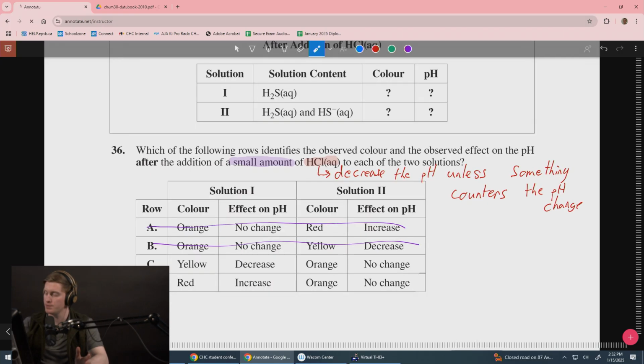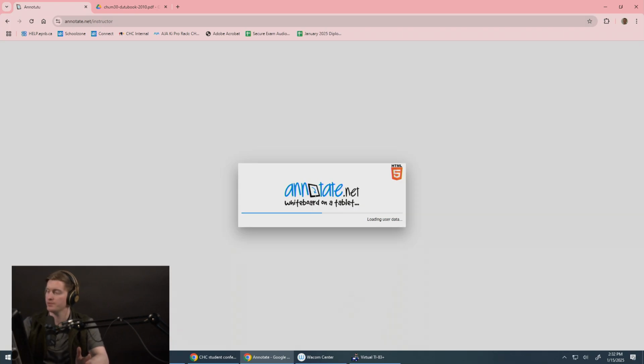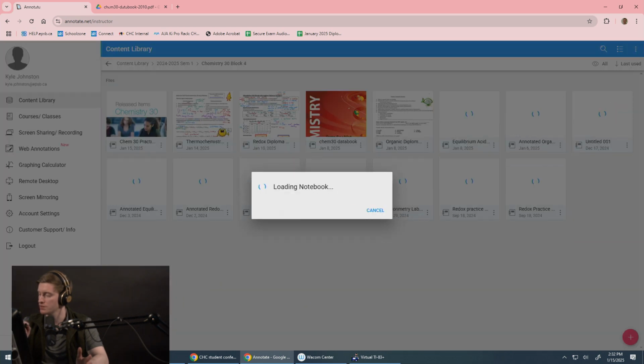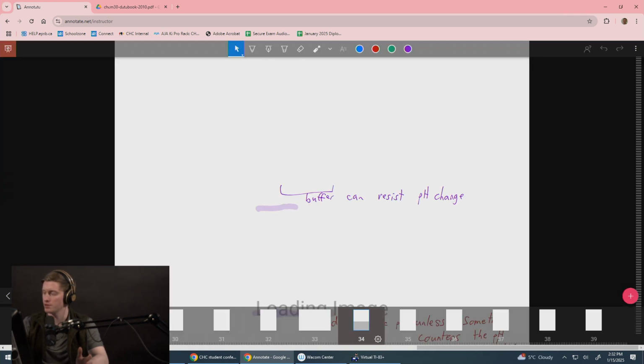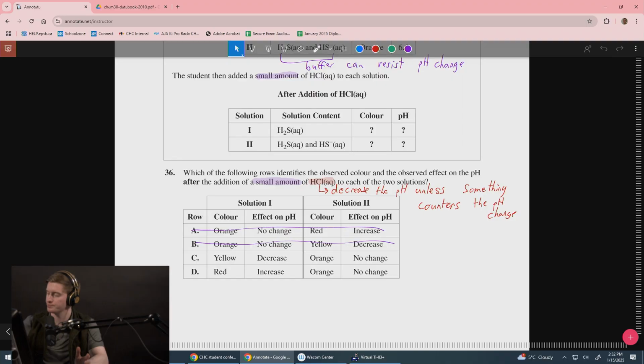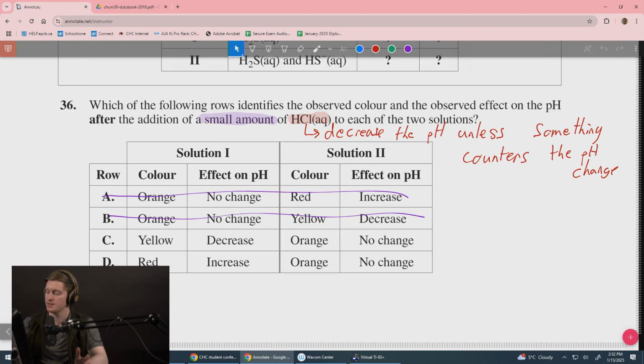If we decrease the pH, this is, whoa, I did something that I didn't mean to do on the computer. It's okay, I'll be able to load back. Okay, we're back. If we're adding an acid, we're decreasing the pH. So already, this is the only one that makes sense here, that we're decreasing the pH.